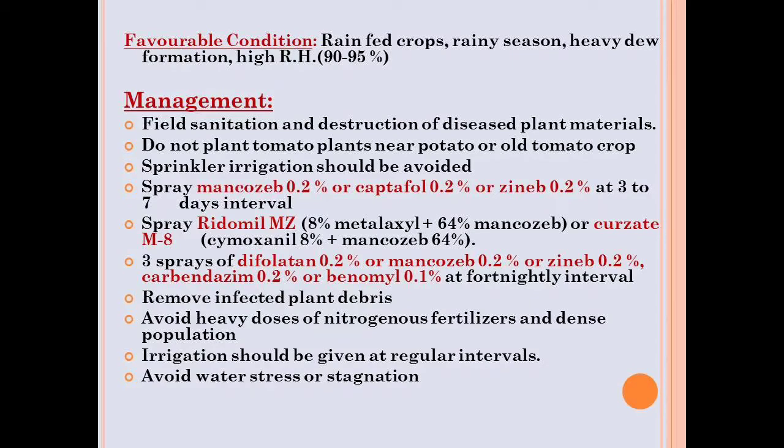So such hosts should be removed, and if volunteer plants of potato or tomato emerge, you should uproot them and destroy them outside the field. Similarly, you can also control this disease by spraying with mancozeb, captan, zineb, Ridomil, that is metalaxyl plus mancozeb, then Kavach. These are some chemical fungicides which were found effective for management of Phytophthora infestans.